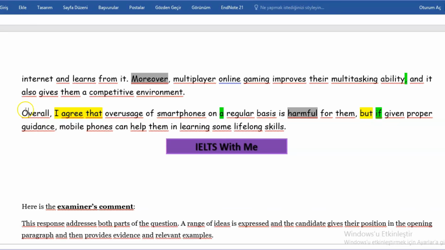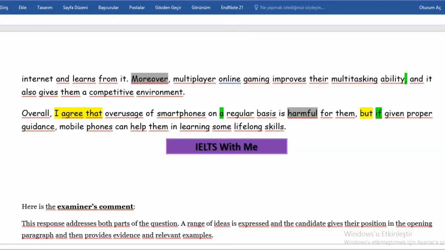Okay, at the end, overall, I agree that there is, and this kind of question is not something related to agree or disagree, so there is no need for this. Overall, at the end, to sum up, to recapitulate, it seems to me that over usage of a smartphone on a daily basis, on a regular basis, is harmful for them.